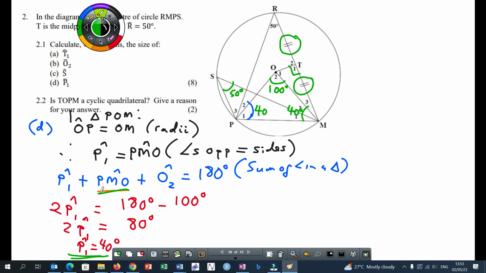Okay, if you don't have a question, then let's talk about 2.2. Now, 2.2 says TOPM. Okay, I'm going to highlight it. So we have TOPM, so that's the quad there. The question is: is TOPM a cyclic quadrilateral? No. And then it says give a reason for your answer.